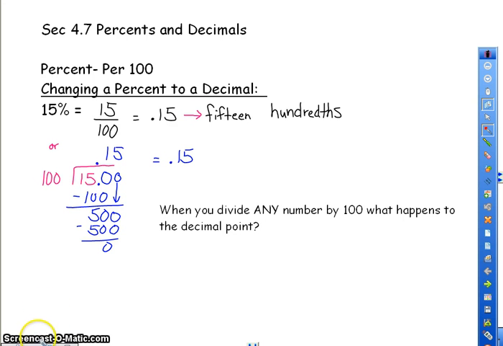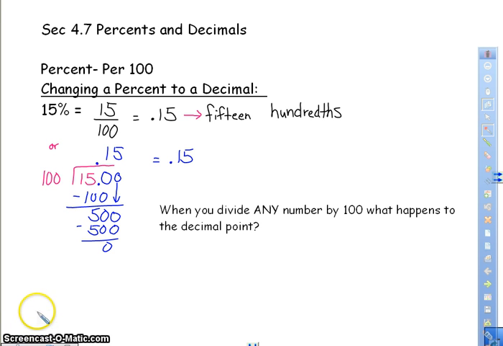Today we're doing section 4.7, percents and decimals. We're going to talk about how to change your percent to a decimal and your decimal to a percent. So I'm going to go over the process first, and then I'm going to show you a shortcut that can be applied after you understand the process.